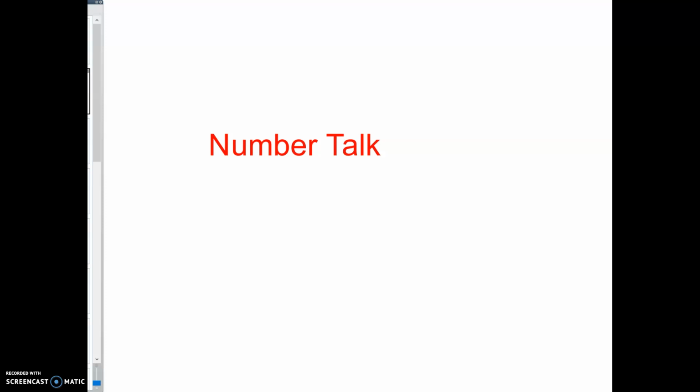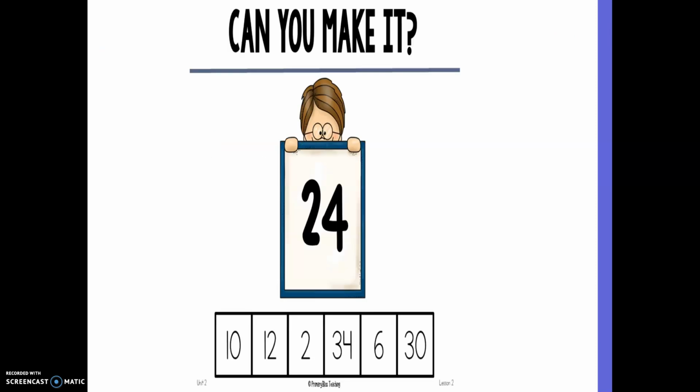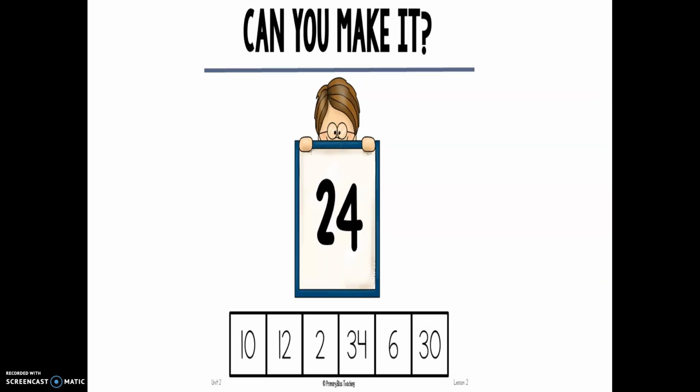We're going to start with our number talk. So, can you make 24? How can you make 24 with the numbers that I have at the bottom of the screen? What can you do to make 24? Well, when I'm looking at this, I see I could do 30 minus 6. That's 24.